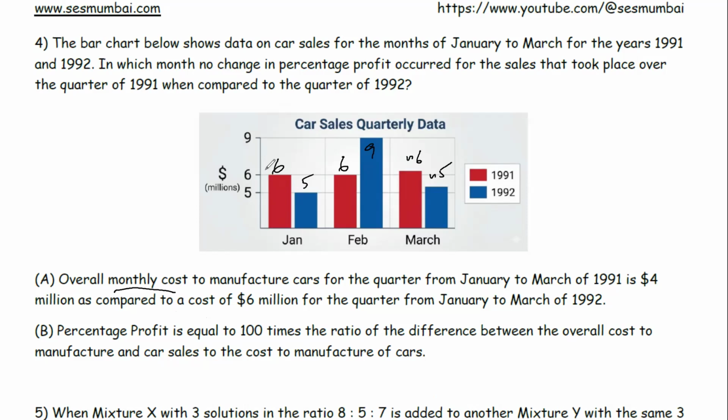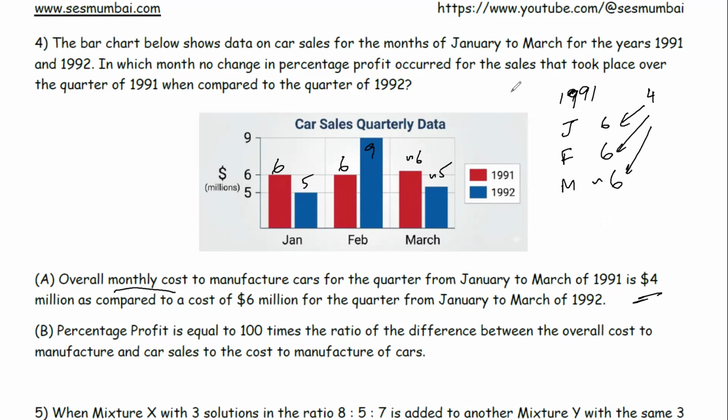For the sales that took place. So remember, out here, they are not discussing the profit. The percentage profit is different from profit, right? For the sale that took place over the quarter of 91 when compared to the quarter of 92. So this could be very confusing. See, as you take the data for 1991, Jan is 6, Feb is 6, and March is about 6. And if you see 91, the cost is $4 million, right? Cost is 4.